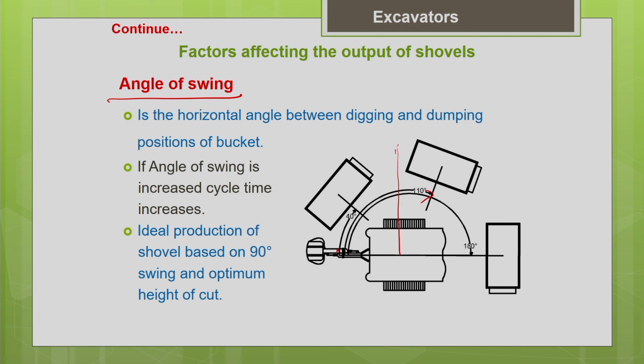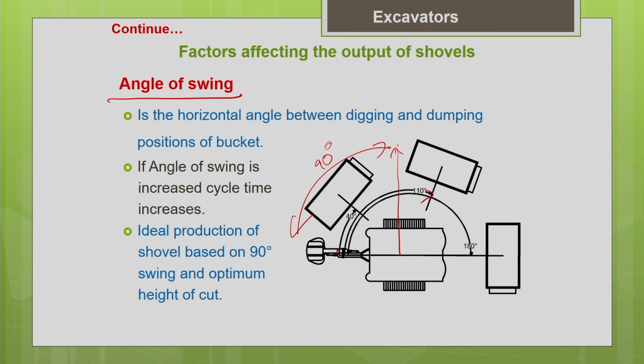So, the truck is placed at 90 degrees to the bucket position. So, this is the common position. Basically, angle of swing is nothing but the horizontal angle between the digging and the dumping position, between the loading and the dumping position.